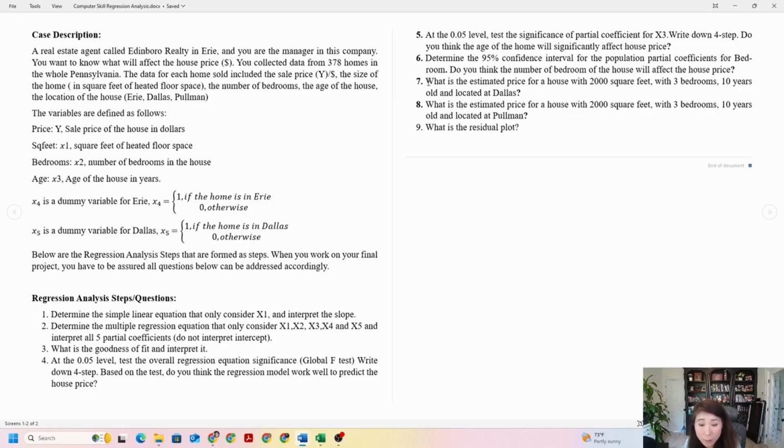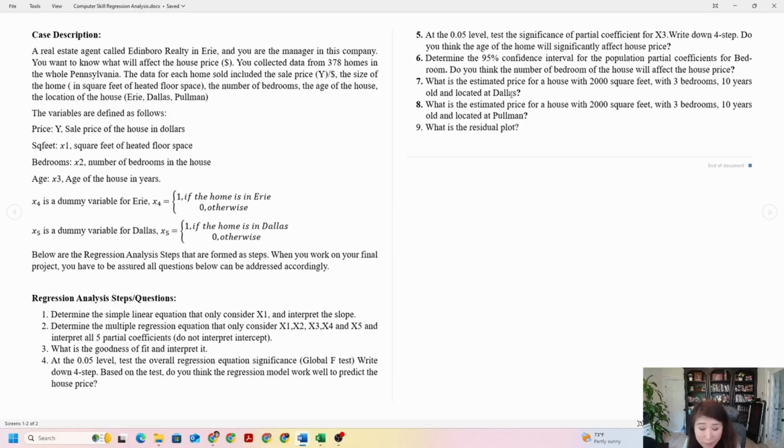Okay, so first of all, as you're reading the question, you need to pay attention to what kind of information you can get from it. What is the estimated price for a house with 2,000 square feet of heated floor, 3 bedrooms, 10 years old, and located in Dallas? The 2,000 square feet gives you the value for x1, which measures the square feet of heated floor. The 3 bedrooms give you the value for x2, and the 10 years old is the value for x3. And the location, Dallas, is a little bit challenging.